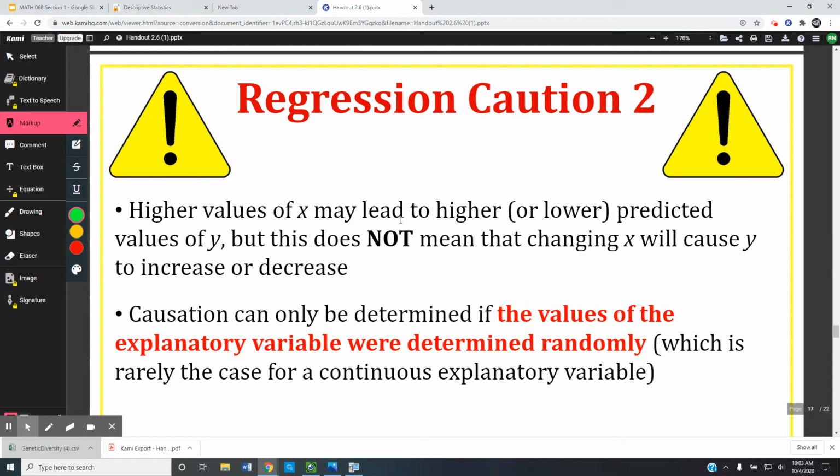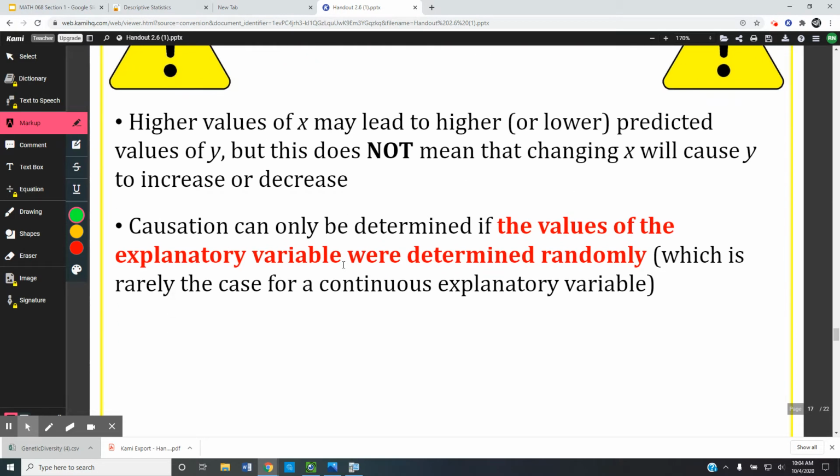Higher values of x may lead to higher predicted values of y, but this does not mean that changing x will cause y. Causation is not part of this. Causation can only be determined if the values of the explanatory variable were determined randomly and it was an experiment.